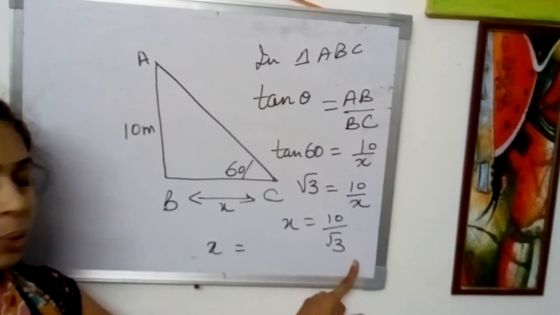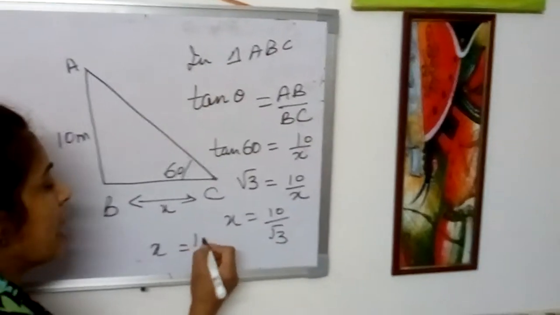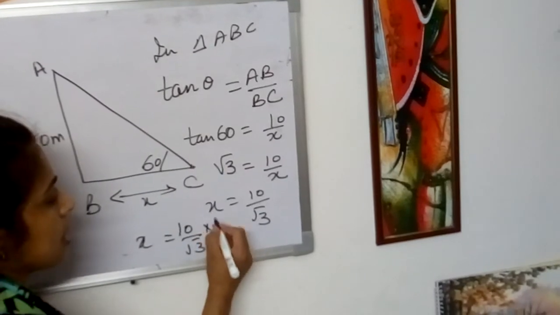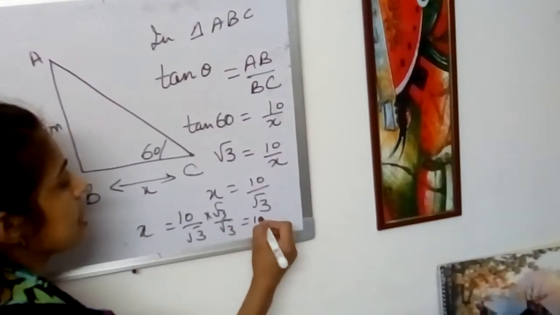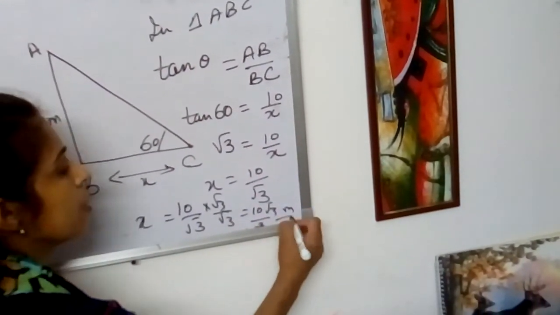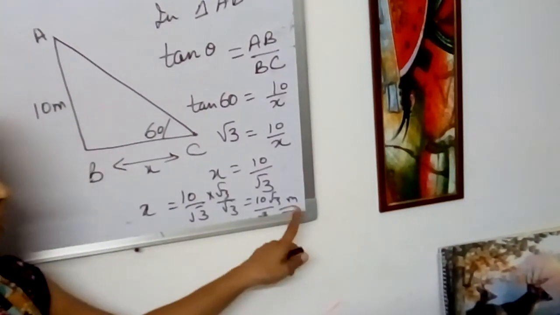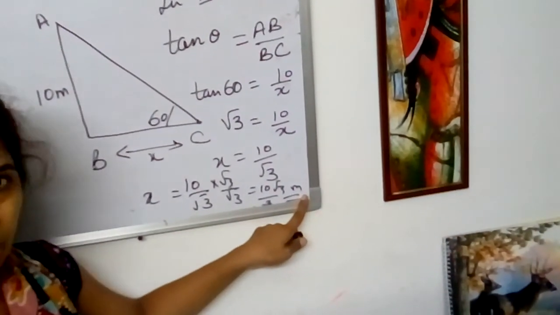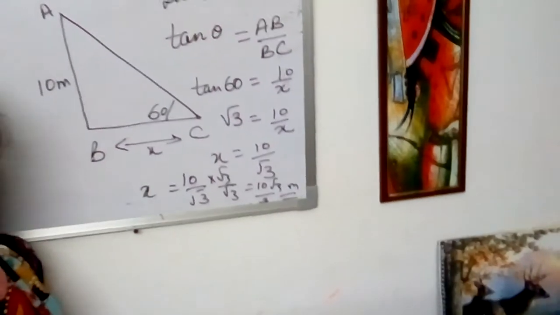Now children, remember, you don't have to leave the answer here. You have to rationalize this answer. Okay, so the answer comes out to be 10 root 3 by 3 meters. If it is given in meters, you have to write the unit also, because half of the mark is allotted for unit also. I hope the topic is clear to you.